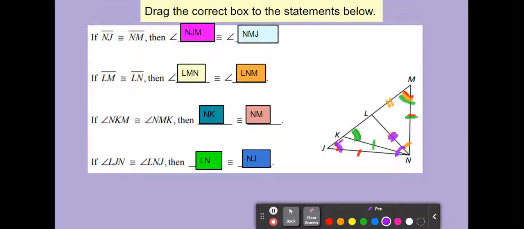Right. LJN, LNJ. I think I had this one backwards, and I apologize. This should be LJ. Should be this side here. Those are the opposite sides. So I apologize on that one. I had a typo. That should be LJ. All right. Again, feel free to pause this for a moment if you need to.